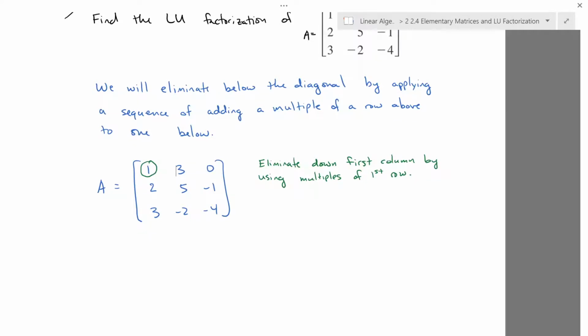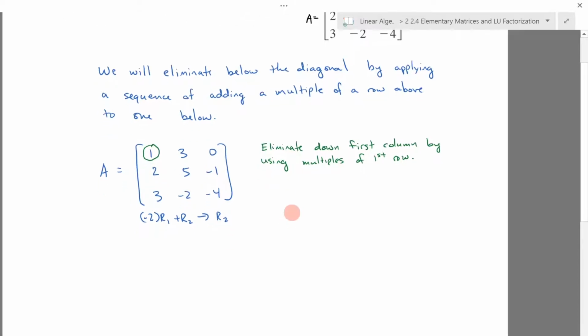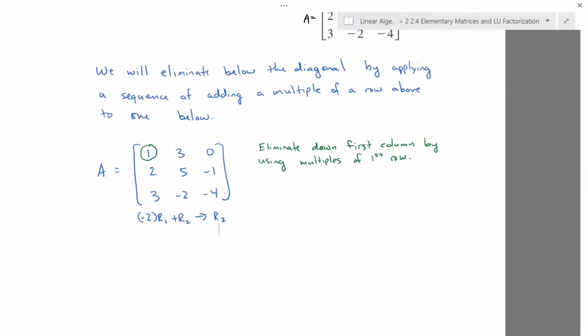Okay, so if I ask myself, how can I eliminate the 2 using this entry here? I need it to be -2, right? So -2 times the first row, adding it to this row will cancel out the 2 here. So that's the operation I want. The operation is -2 times row 1 plus row 2 goes into row 2, right? So we're eliminating this entry from row 2.